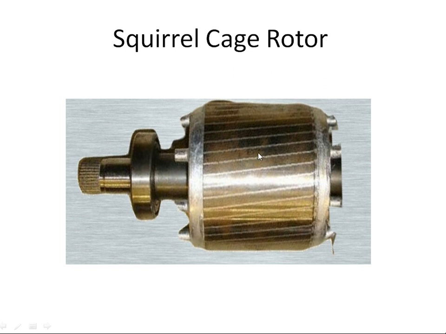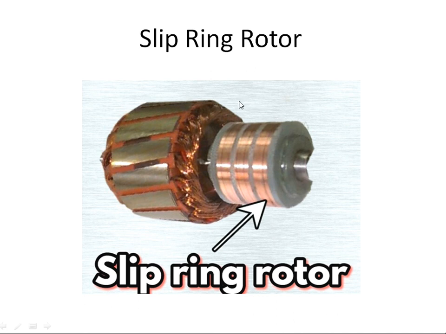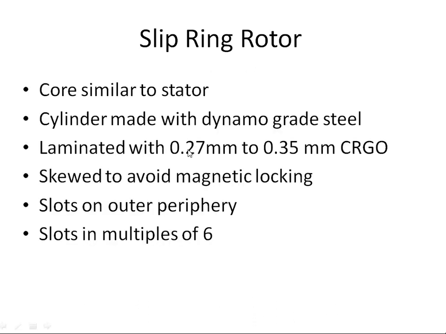So harmonic synchronizing torque we'll be discussing when we discuss the design of the rotor. The other type of rotor is the slip ring rotor. The slip ring rotor basically consists of core, winding, and the slip rings on which the carbon brushes rest. So the construction is a little bit complicated as compared to the squirrel cage rotor.